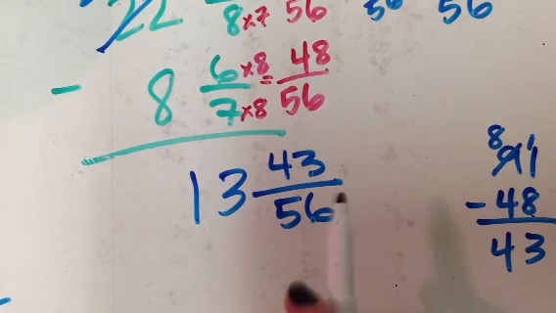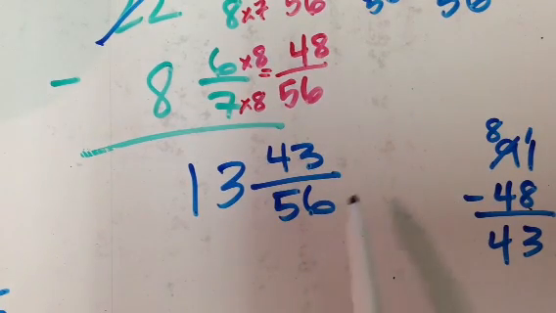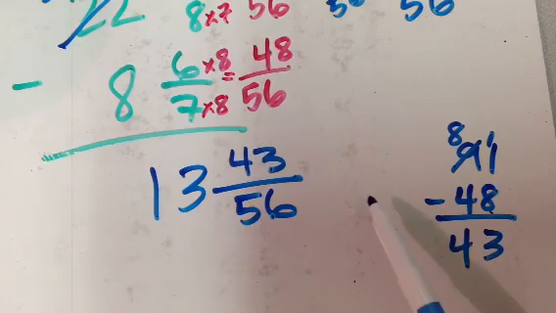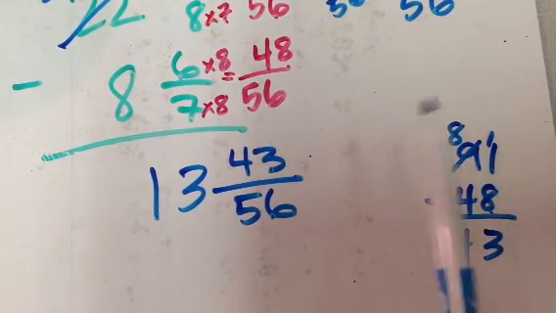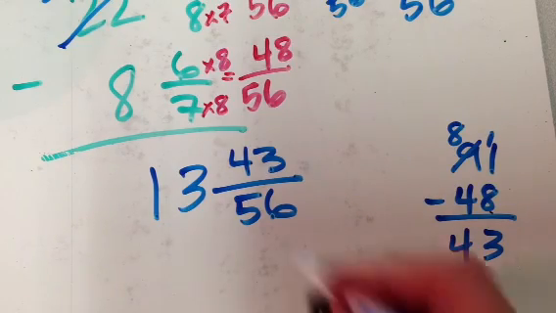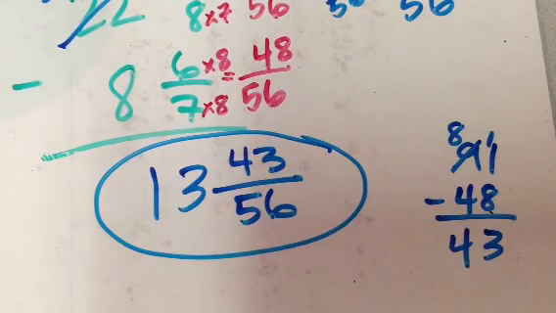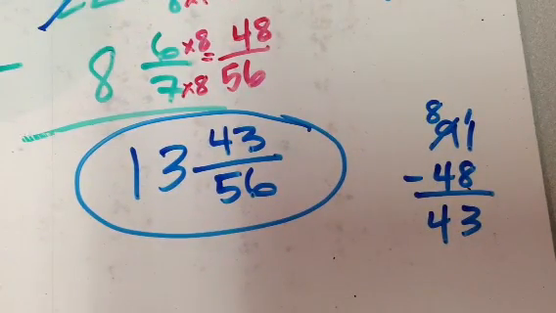Now, is this a proper fraction? Yes, it is. 43 is smaller than 56. Is it reduced down all the way? And I think, in this case, it is. I think that 43 is prime again. So the only way that it could be reduced down is if 56 could be divided evenly by 43, and I don't think it could be. Yeah, I don't think it can. So, there is my answer. 22 and 5/8 minus 8 and 6/7 equals 13 and 43 56ths. 56ths, that's hard to say.